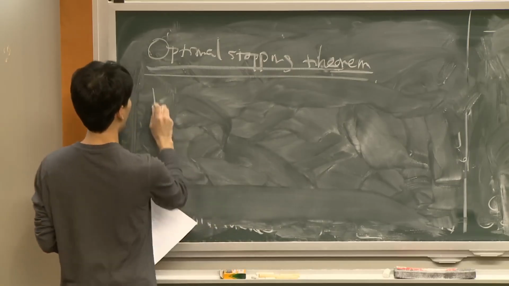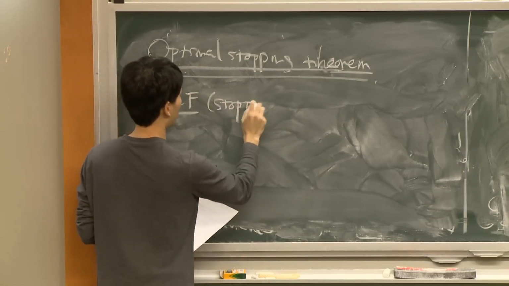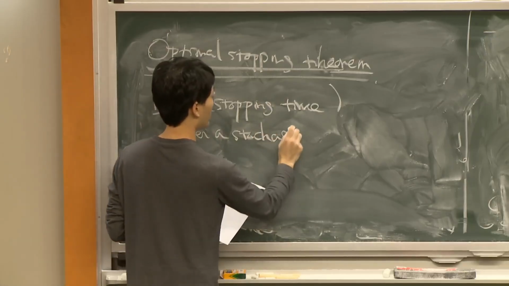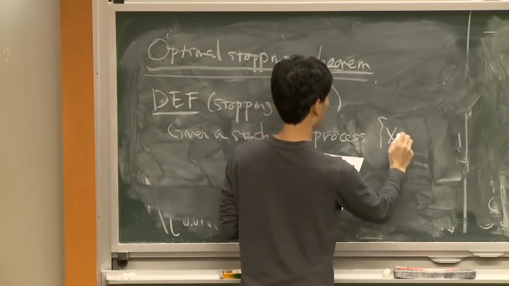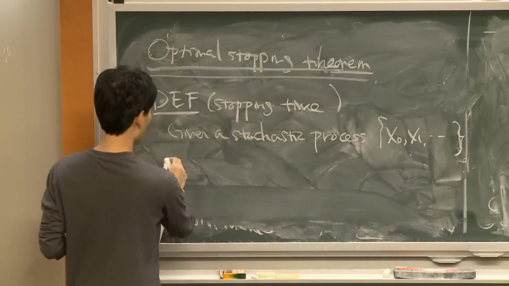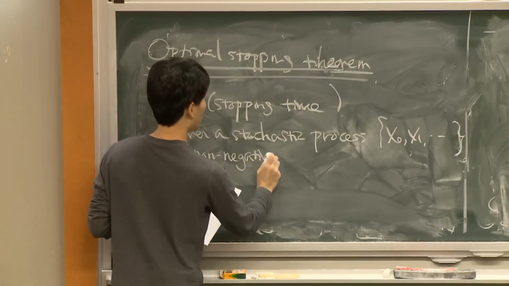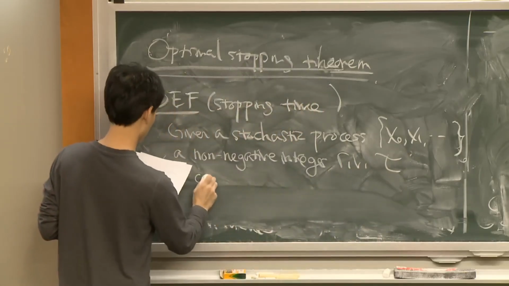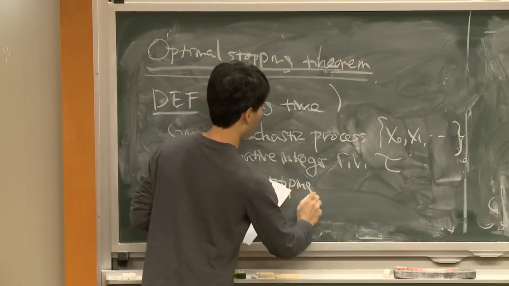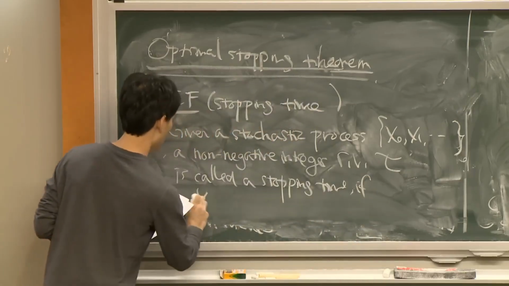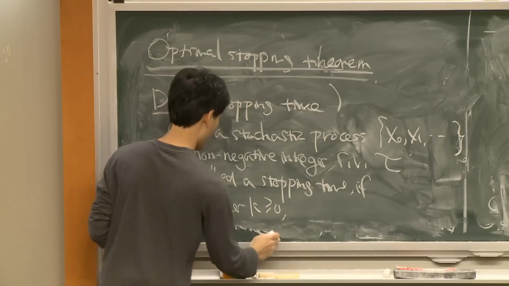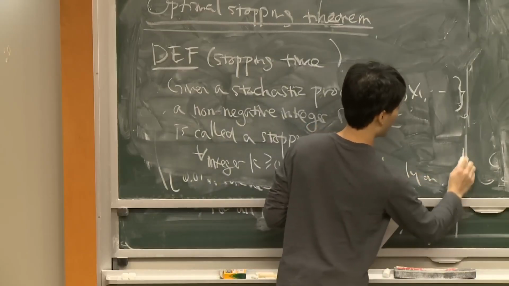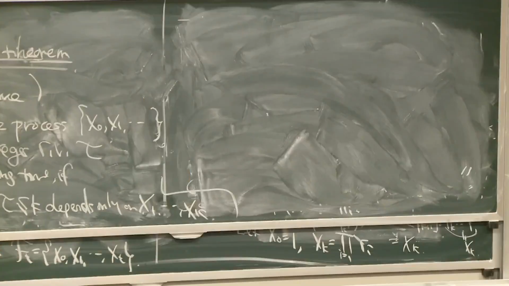Okay, so before stating the theorem, I have to define what a stopping time is. Given a stochastic process X0, X1, and so on, a non-negative integer valued random variable, tau, is called a stopping time if for all integers k greater than or equal to 0, the event tau less than or equal to k depends only on X1 through Xk.